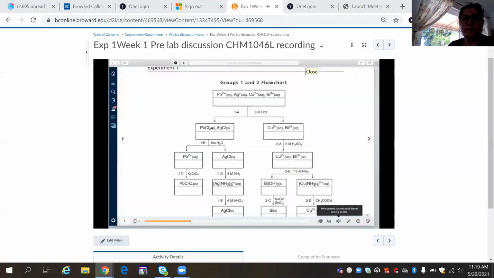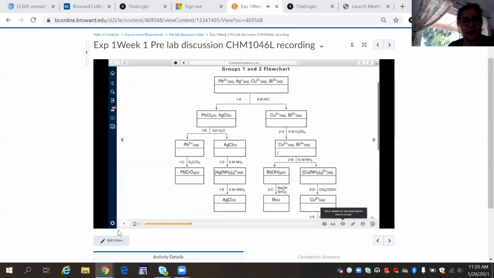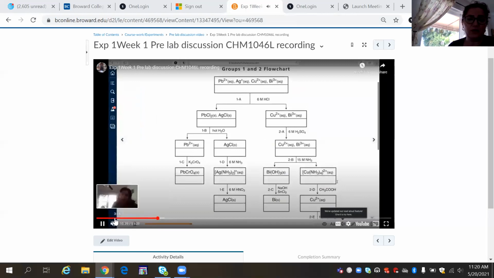I'm going to trim the video and get the first 5-6 minutes removed from it because it doesn't pertain to you. But starting from this table, which is the chart for group 1 and 2.